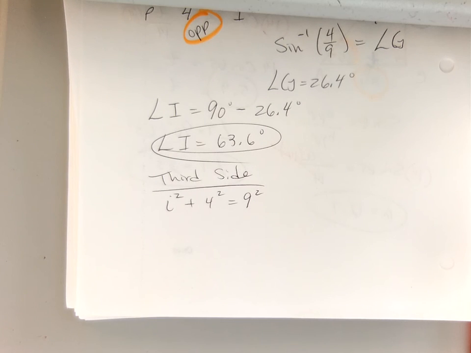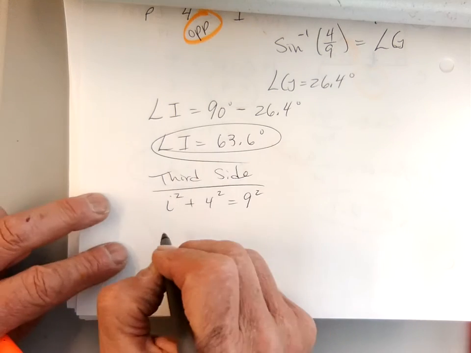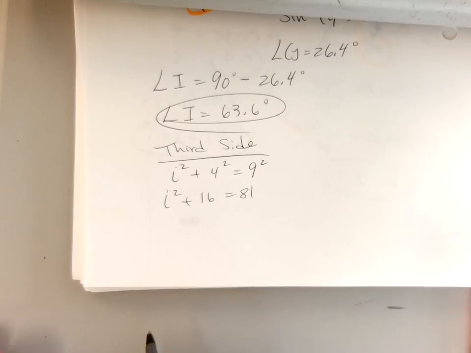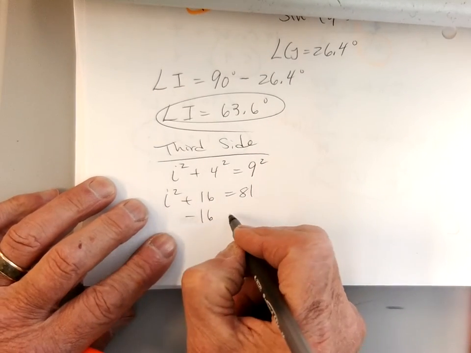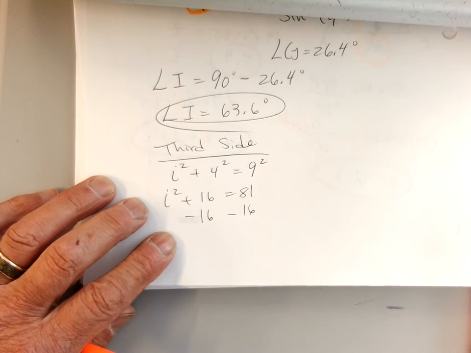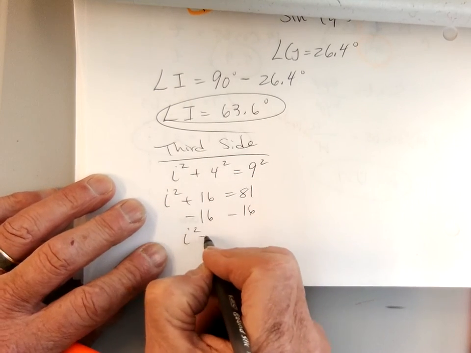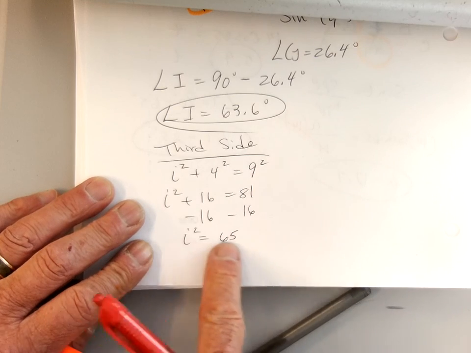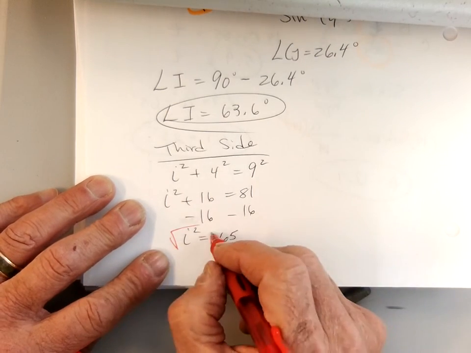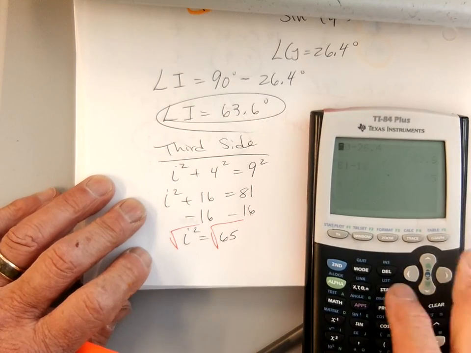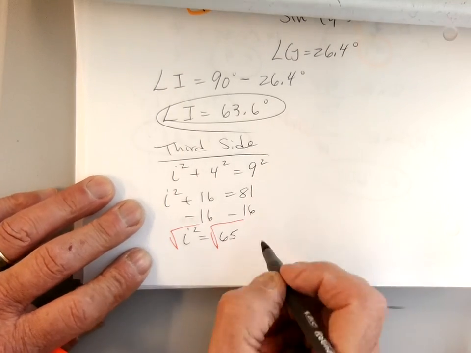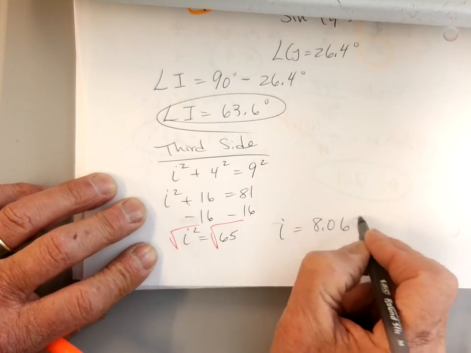Hopefully you know that. You learned it in middle school, I hope. So I'm going to do the math. i squared plus 16 equals 81, right? Minus 16, minus 16. I get 65. I'm going to take the square root. I'll use my calculator to take the square root of 65, and it's about 8.06. All right?